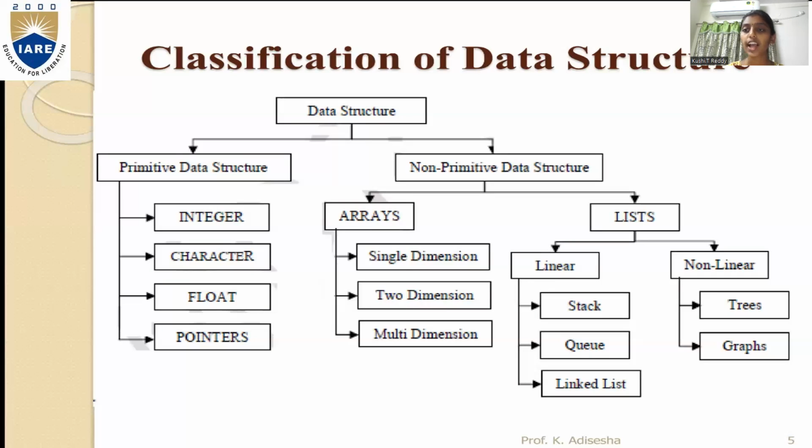Coming to linear list, you will have stacks, queues, and linked lists. And coming to non-linear list, you will have trees and graphs. Stack is based upon the principle of first in last out. The queue is based upon the principle of first in first out. The linked list has two fields in a particular list: one is the data field and the other one is the address field. It is used to link one list with another. Trees and graphs are nonlinear lists.